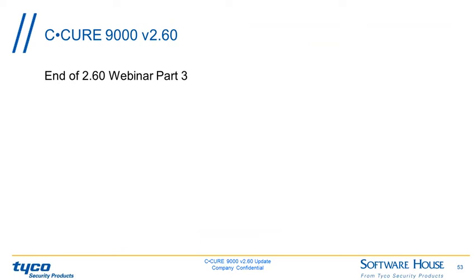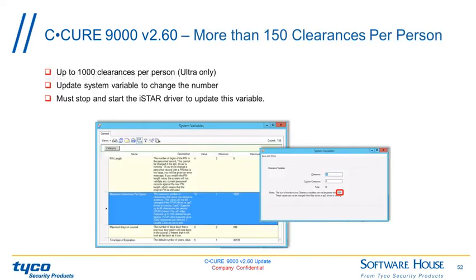Can we go back to the last slide? Sure. Okay. So you said that it's up to 1,000 clearances per person for ultras only. So if you set that variable to 1,000, how would it apply to iStar Pros and such?